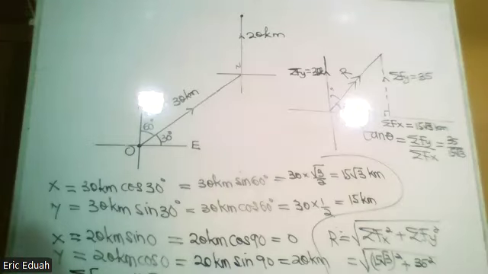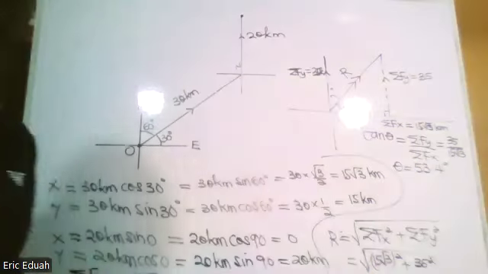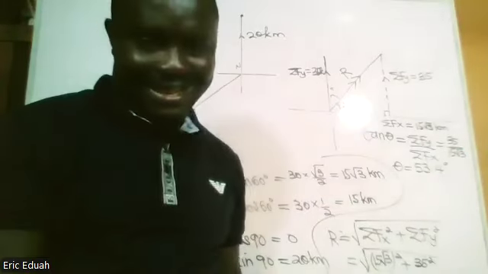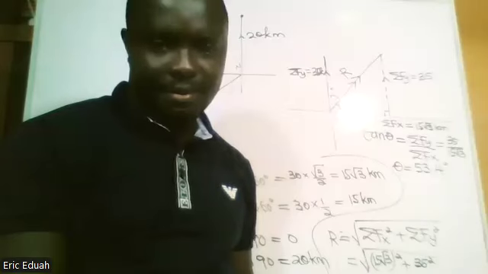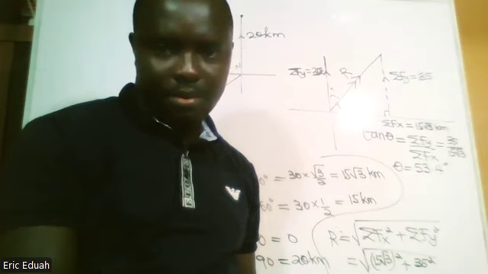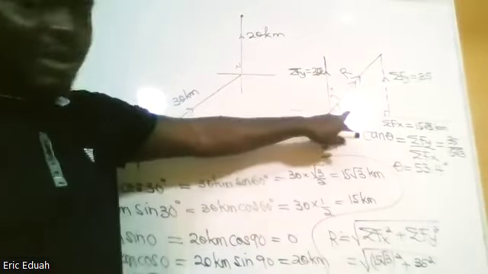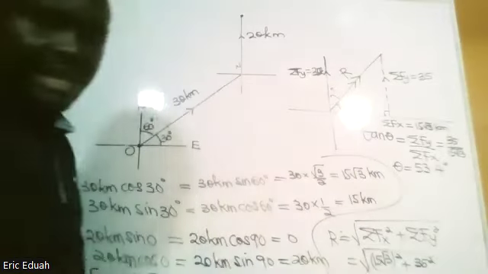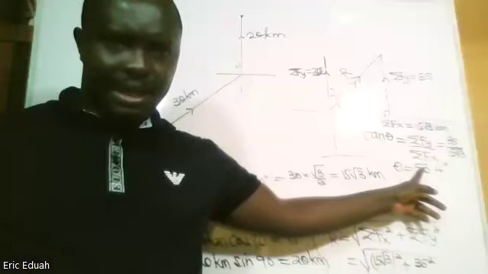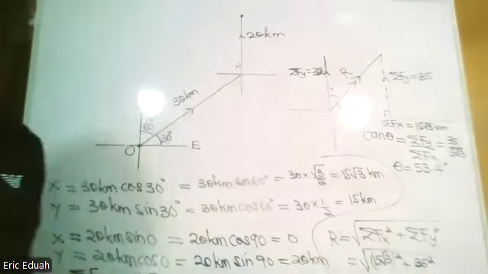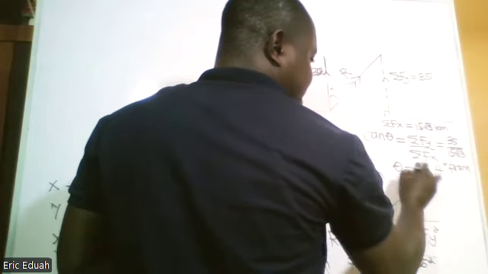So theta is 53.4 degrees. So this becomes the angle the resultant makes with the east. If you want the angle the resultant makes with the north, okay? The point is that you can even leave your answer like this, but you must define 53.4 degrees from the east.